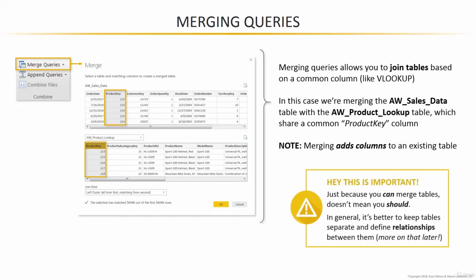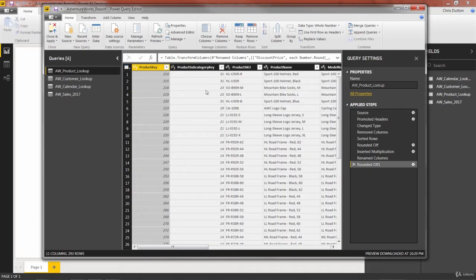So very important point here, just because you can merge tables and because it's an interesting tool to use, doesn't mean that you should. In fact, generally speaking, it's better to keep tables separate and define relationships between them within a data model. So more on that later, but keep that idea in the back of your head that you can merge queries like this, but it's not always the most efficient solution. So why don't we go ahead and jump into our query editor and I'll show you what one of these merges actually looks like.